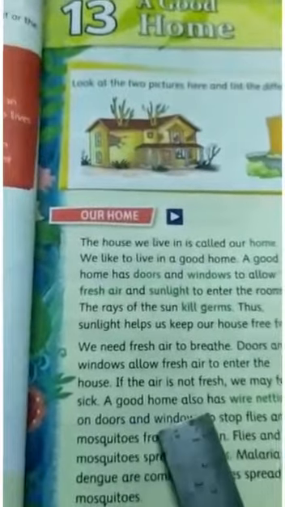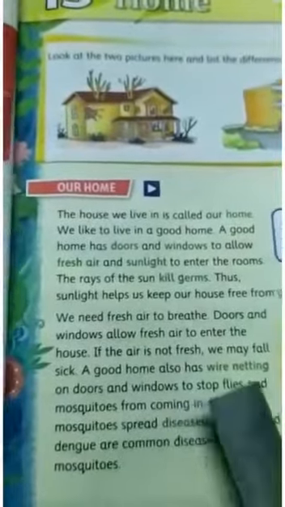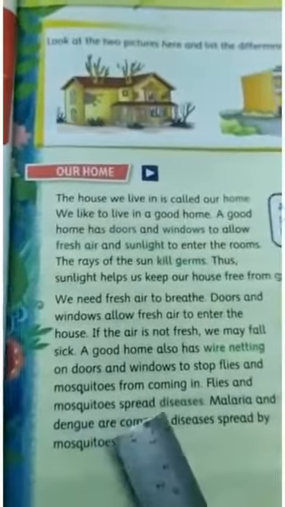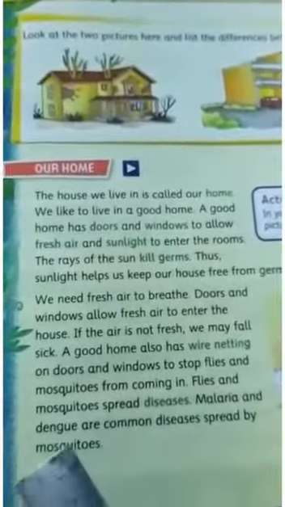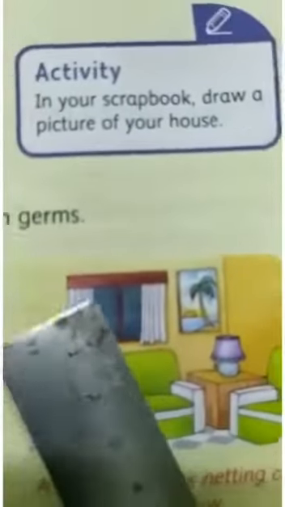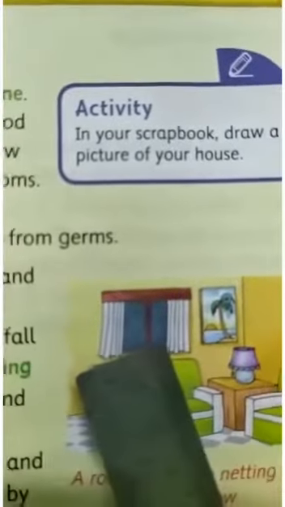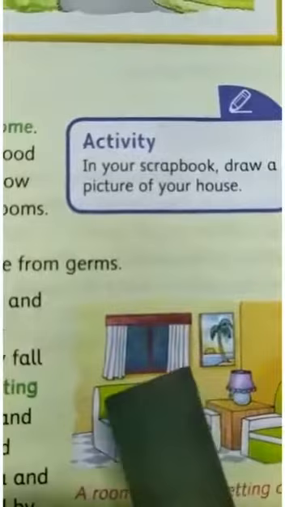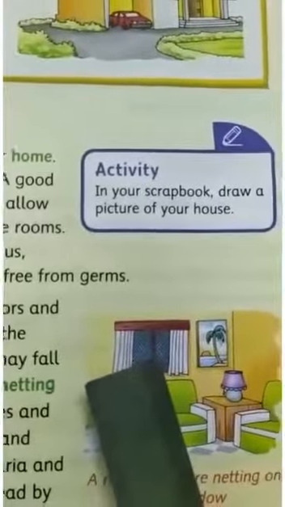A good home also has wire netting on doors and windows to stop flies and mosquitoes from coming in. Flies and mosquitoes spread diseases. Malaria and dengue are common diseases spread by mosquitoes. Here, in this home, you can see even many people like to seal windows and doors of their houses with wire netting.